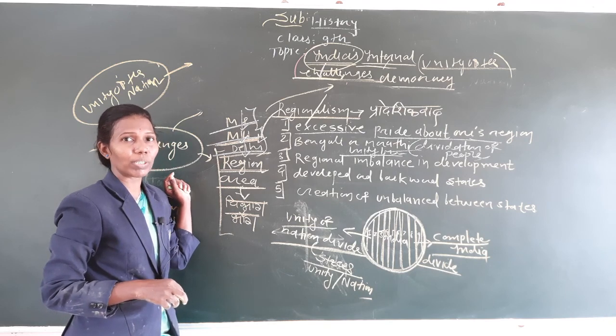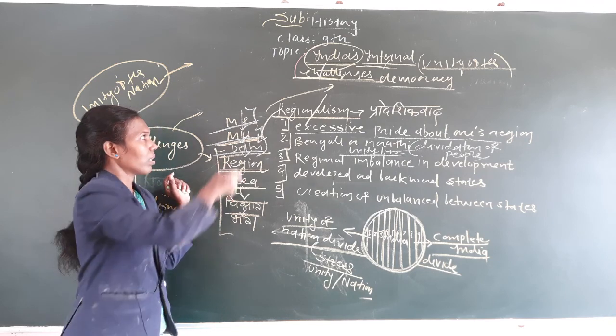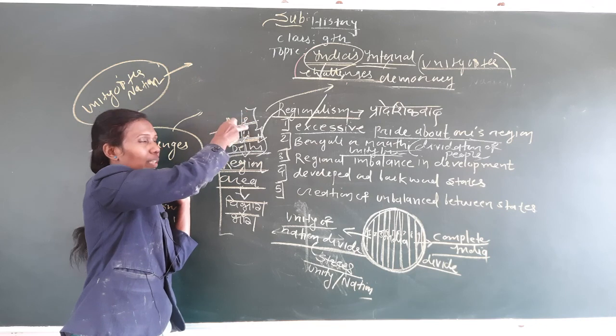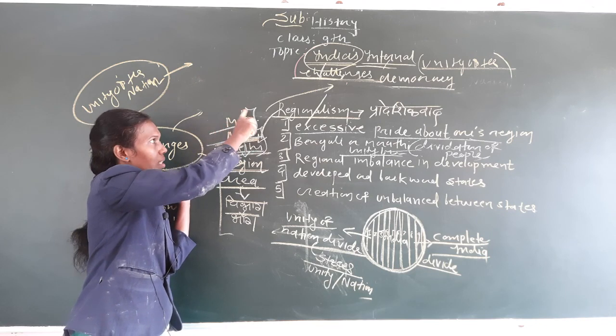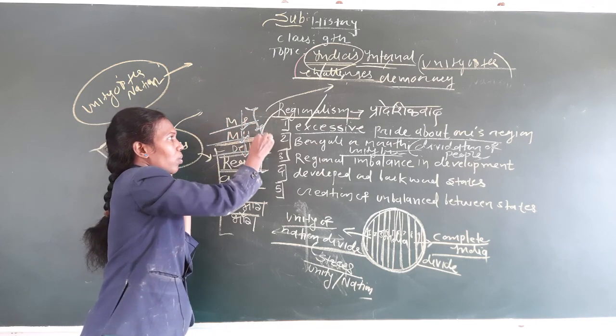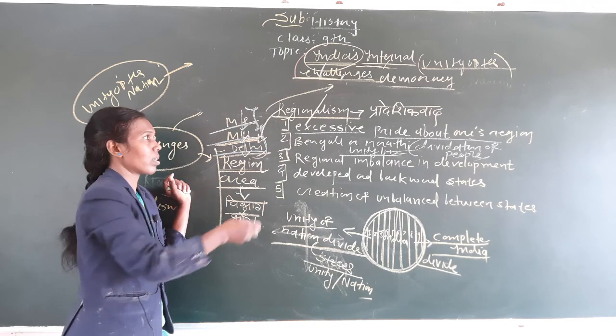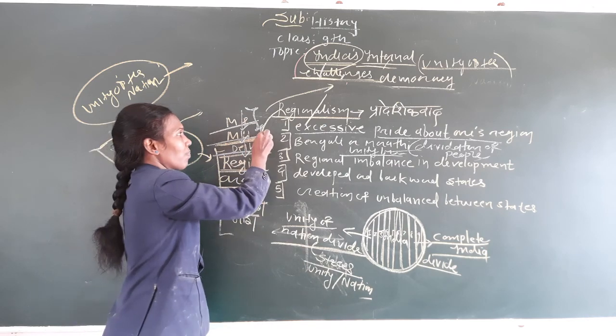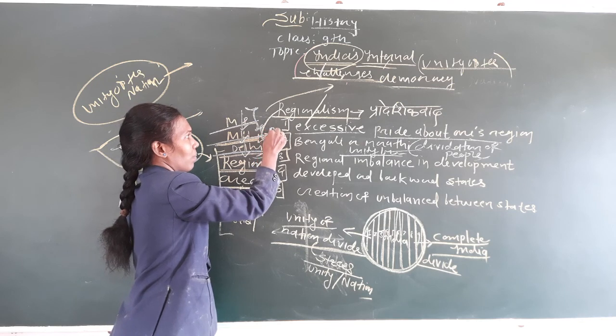Why is there going to be a difference? Because the MP is not developed compared to Maharashtra, and Maharashtra is not developed compared to Delhi, so there is going to be a comparison. And if there is going to be a comparison between state to state, as a result there is the creation of the problem.